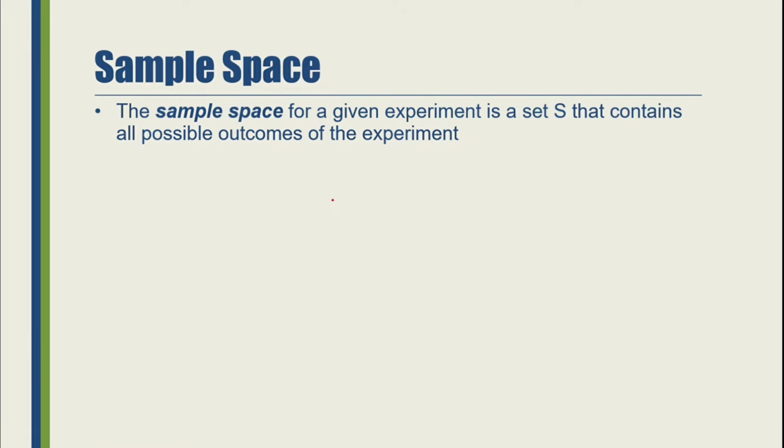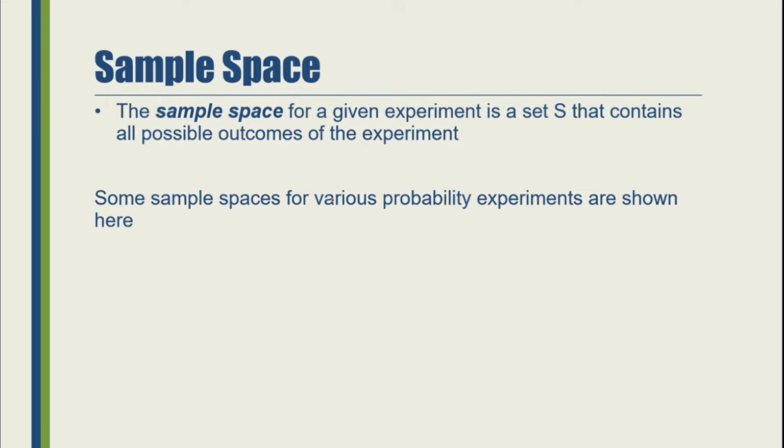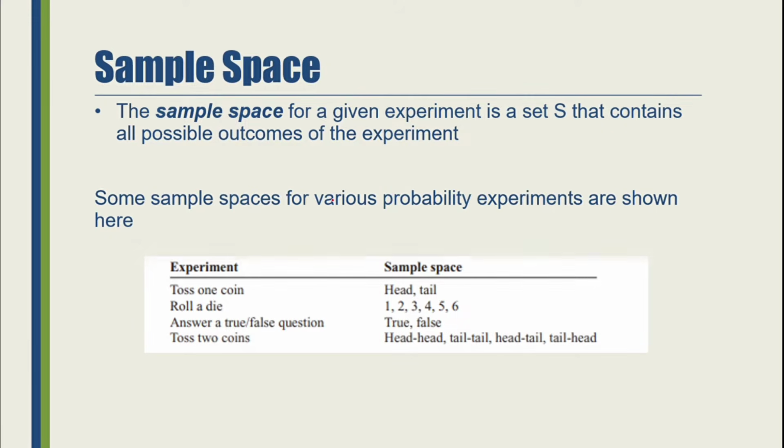So let's have sample space. The sample space for a given experiment is a set S that contains all possible outcomes of an experiment. Sample spaces for various probability experiments are shown here. Examples of this are the following. Toss one coin: the sample space could be head or tail.